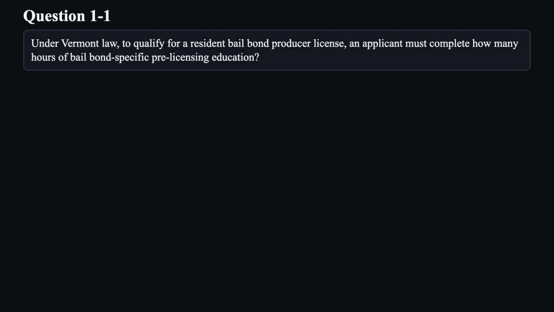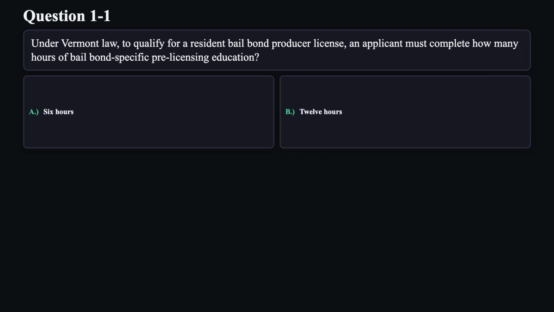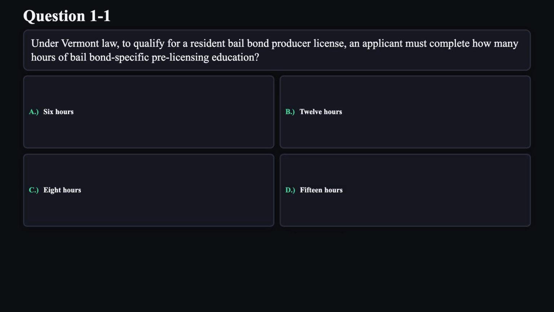Let's walk through the format. I'll read each question and its choices. Let's get started. Question 1. Under Vermont law, to qualify for a resident bail bond producer license, an applicant must complete how many hours of bail bond-specific pre-licensing education? A. 6 hours. B. 12 hours. C. 8 hours. D. 15 hours.